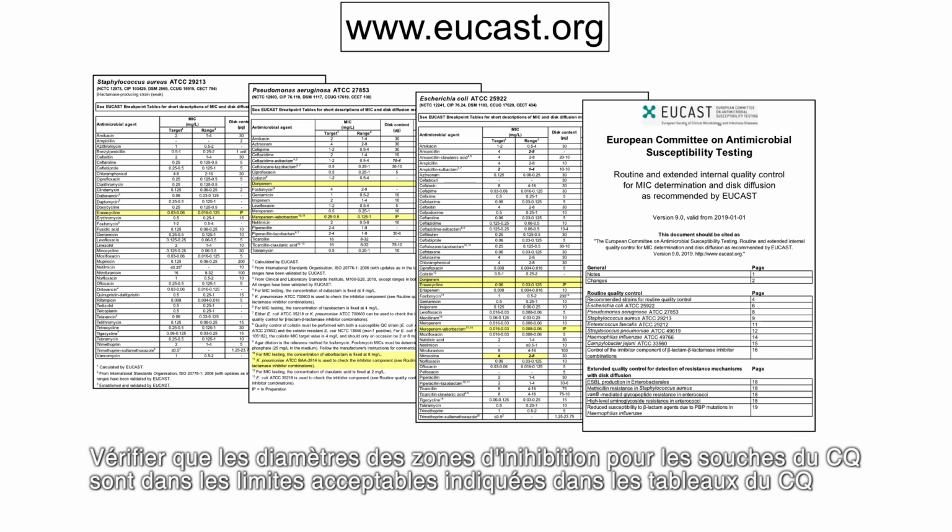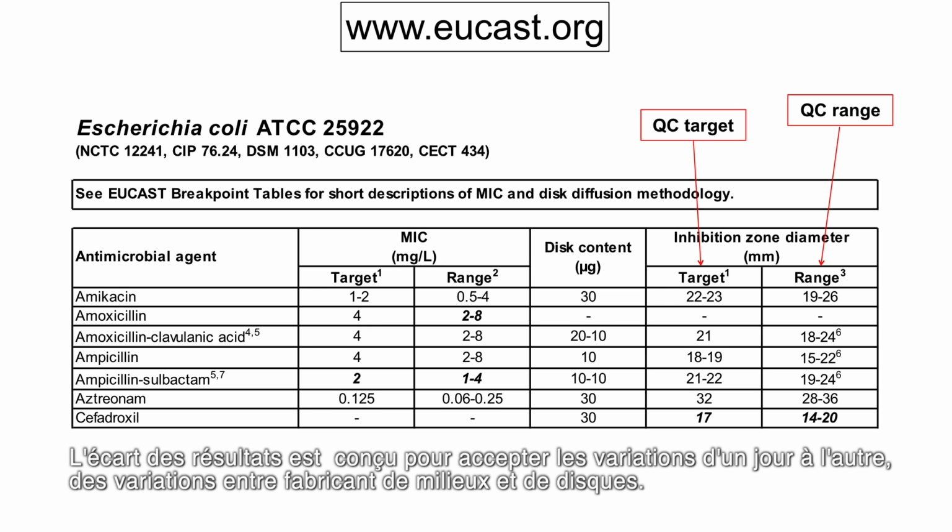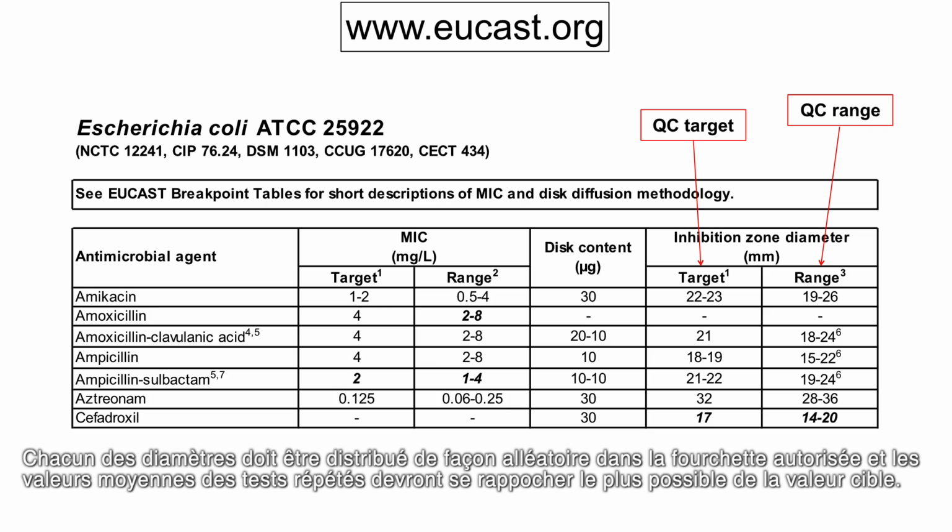Check that zone diameters for quality control strains are within the acceptable ranges available in the QC tables. The range is set to allow day-to-day variation and limited variation between the manufacturers of media and discs. Individual zone diameters should be randomly distributed within the range, and mean values of repeat testing should be close to the target value.